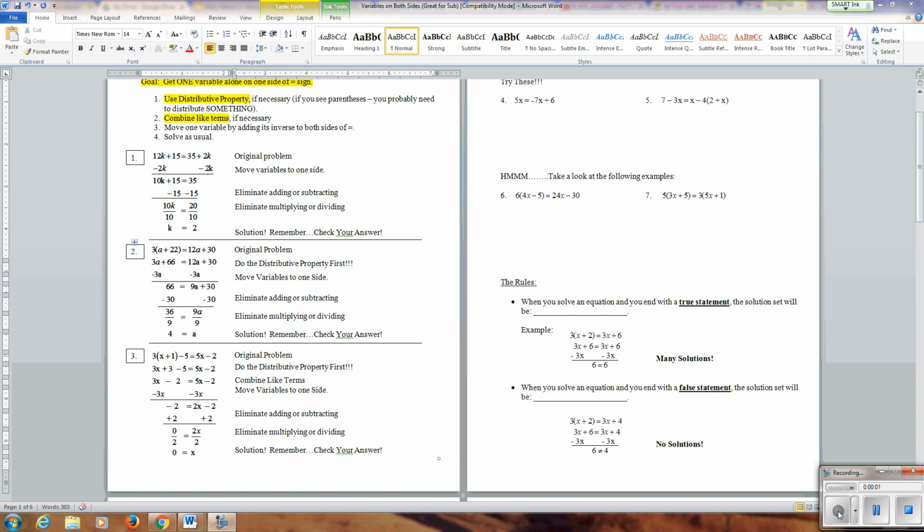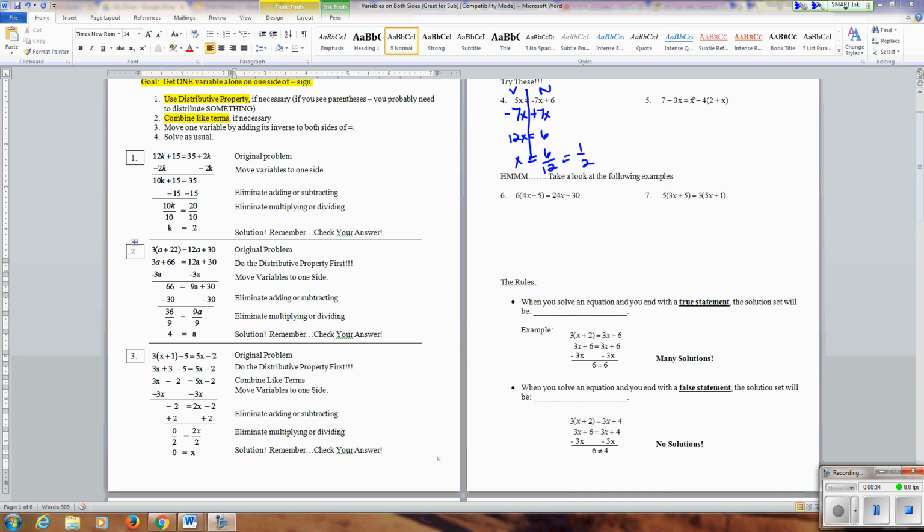All right, I'm ready to discuss those 4 problems that I asked you to try earlier. So let's go ahead and talk a little bit about these. Hopefully you understood pretty easily that what you needed to do here was very similar to your quiz. Get the variables here and the numbers here by adding 7x to both sides. Okay? When you do that, you end up with 12x equals 6. Divide both sides by 12, and you get x equals 6 over 12, or 1/2.